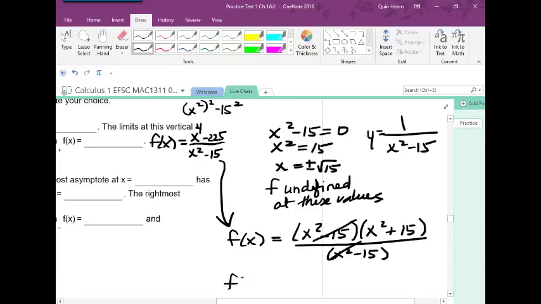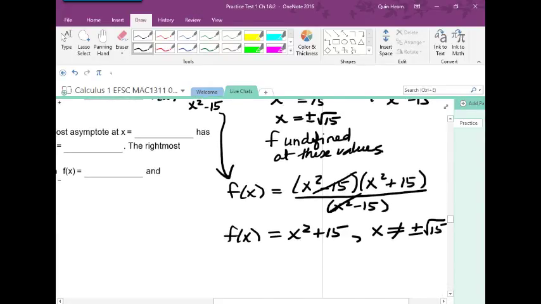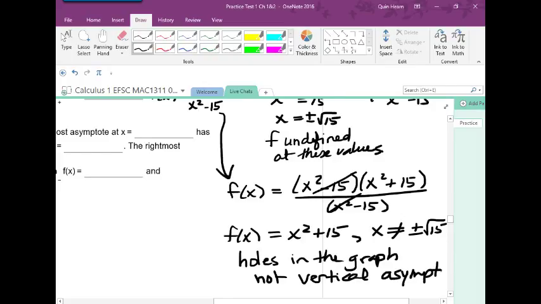So we could say that f of x is actually equal to x squared plus 15 as long as x is not plus or minus the square root of 15, because it's undefined at those values. So in fact, this is a case where we have holes in the graph, not vertical asymptotes. Okay, so just keep in mind, yes, you find vertical asymptotes by setting the denominator equal to 0, but it's possible they're not actually vertical asymptotes, they're just holes in the graph.